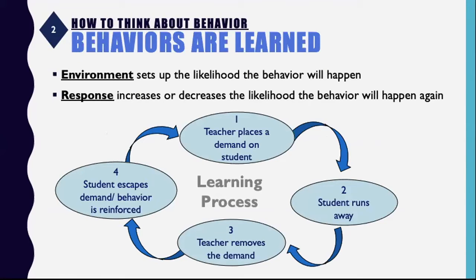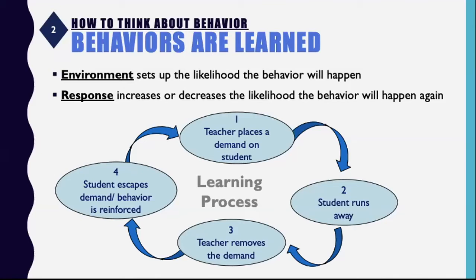Behaviors are learned. When we're thinking about behavior, we really want to look at what comes before the behavior occurs and what comes after. So we look at the environment. The environment sets up the likelihood that a behavior will happen. The response to a behavior will either increase or decrease the likelihood the behavior is going to happen again in the future. Let's take a look at this example of a learning process.